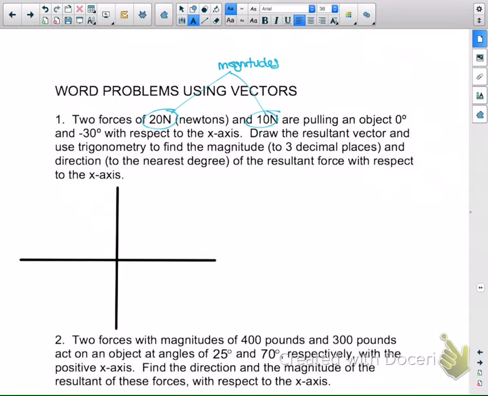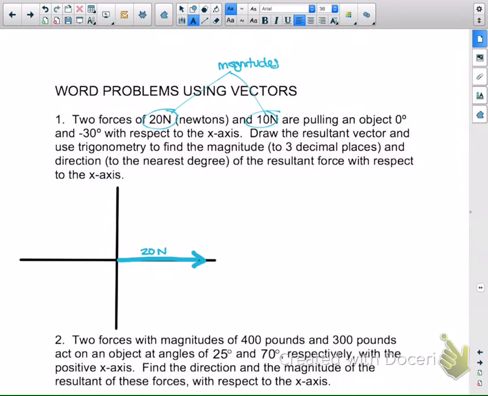So the first one is pulling an object at 0 degrees with respect to the x-axis. Where is that? On the x-axis. It's just on the x-axis, right between quadrant 1 and 2. So here's my first vector. It's at an angle of 0 degrees and it has a magnitude of 20 newtons.